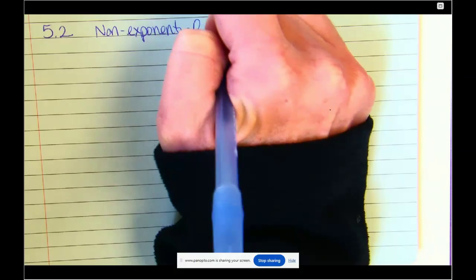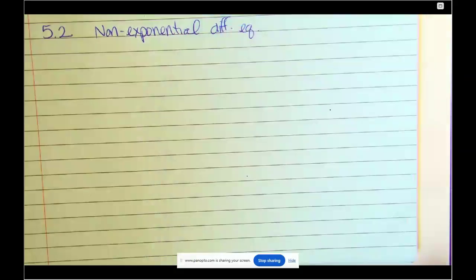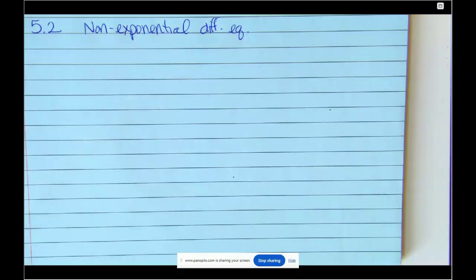Okay, so this is where you need to make sure that you are listening to me. What are the 3 steps? First step. Separate, integrate, solve. Separate, integrate, solve. This is where we cannot make assumptions anymore.